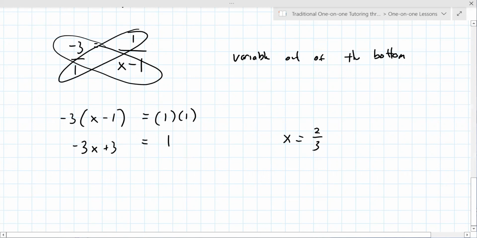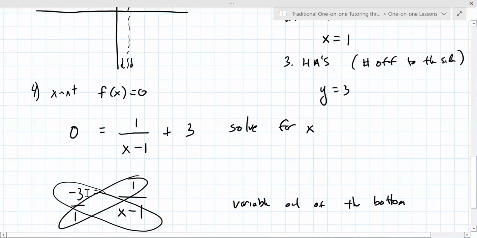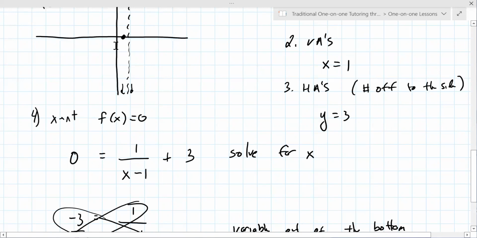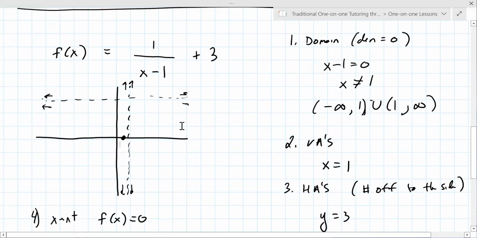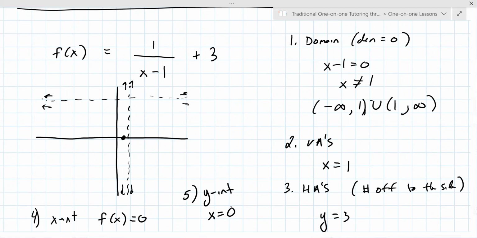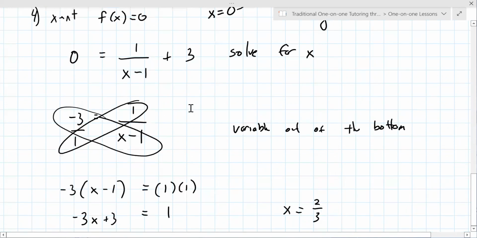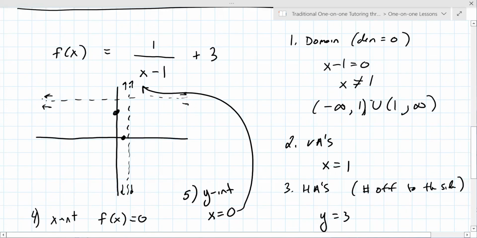Okay, all right, so a little more work to do, but that gives you another point. X is 2/3 and y is 0. So right there, roughly. Your fifth thing is to find the y-intercept, and that's when you set x equal to 0. So that would be positive 1. So you're putting that 0 in for x. Oh, negative 1. Yeah, it's 1 over 0 minus 1 plus 3. So positive 2. Yes, positive 2. Okay. And there you go. You got a couple of points there.